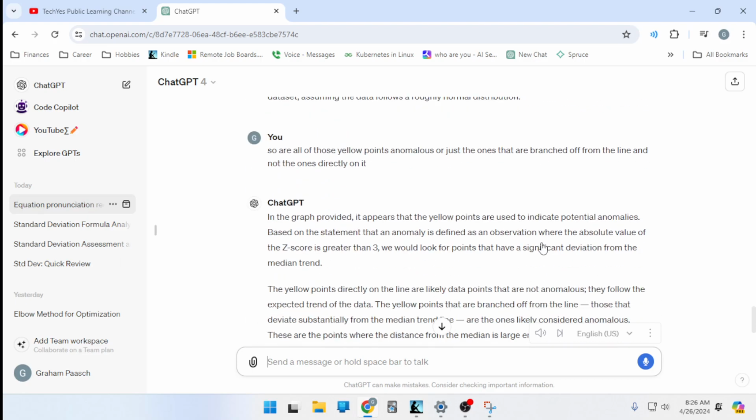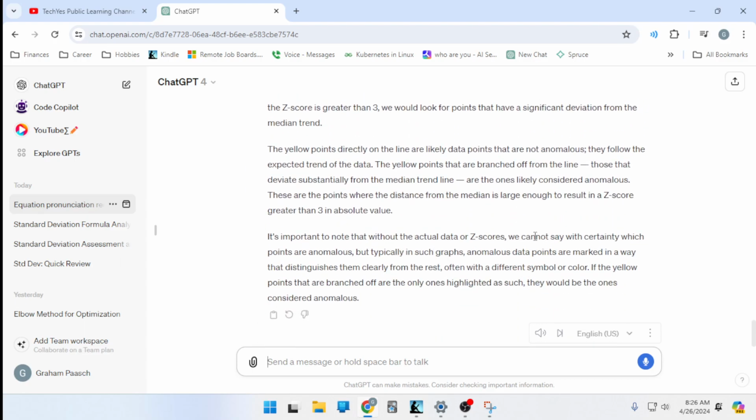It's important to note that without the actual data or z-scores, we cannot say with certainty which points are anomalous, but typically in such graphs, anomalous data points are marked in a way that distinguishes them clearly from the rest, often with a different symbol or color. If the yellow points that are branched off are the only ones highlighted as such, they would be the ones considered anomalous. All right. Okay, thank you.